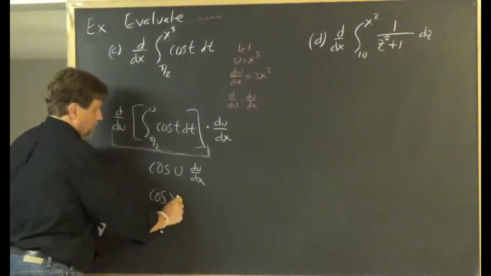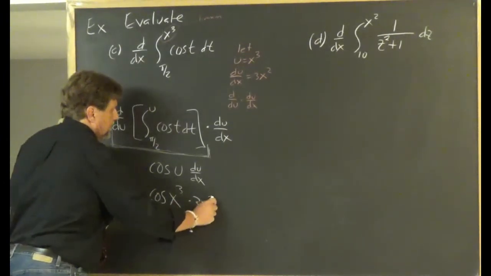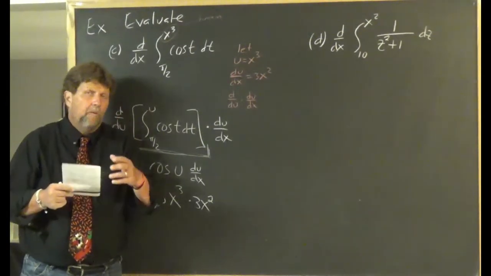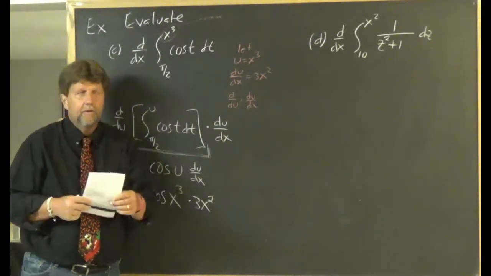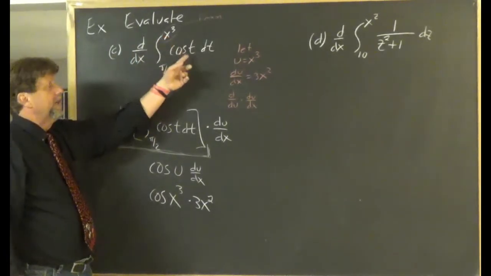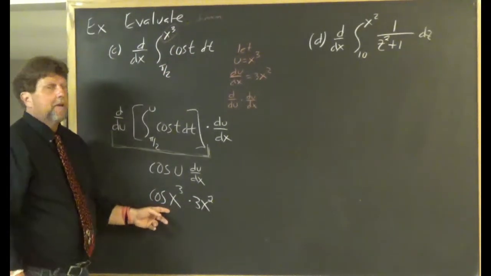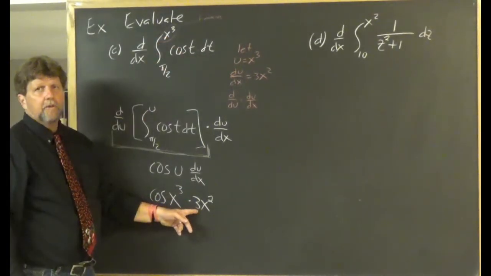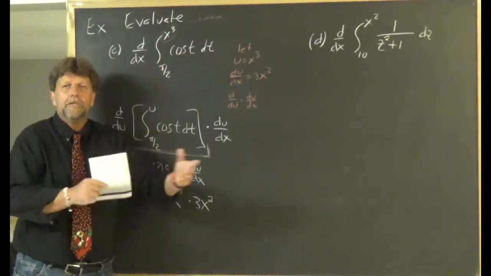Cosine u, where u is x cubed, times 3x squared. I wanted you to see there was a chain rule here, and there's kind of a shortcut, if you will. To differentiate this, it starts off the same. You put the x cubed in for the t, like the second fundamental theorem of calculus says. But then you have to remember to multiply it by the derivative of this x cubed, which is 3x squared. We didn't have to worry about this before when we just had an x up there, because the derivative of x would be 1, so we'd just be multiplying it by 1.